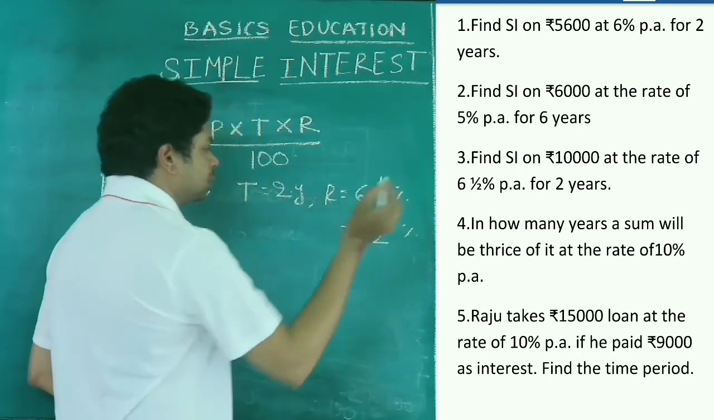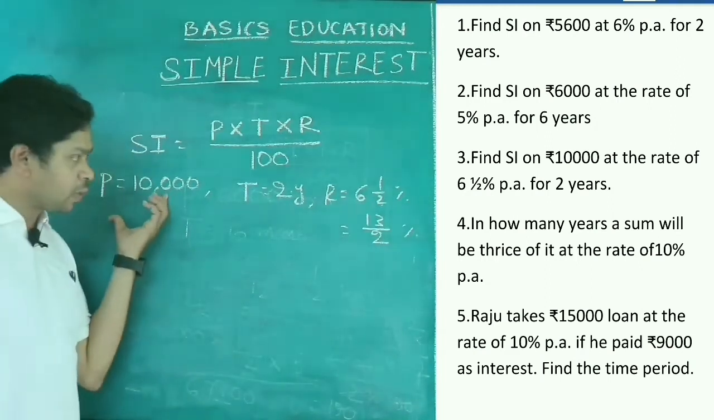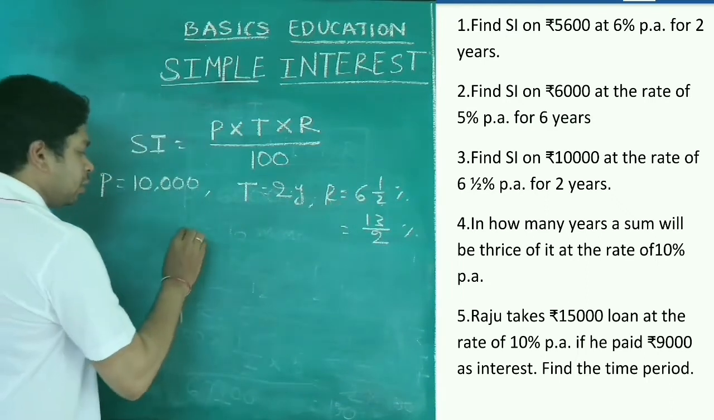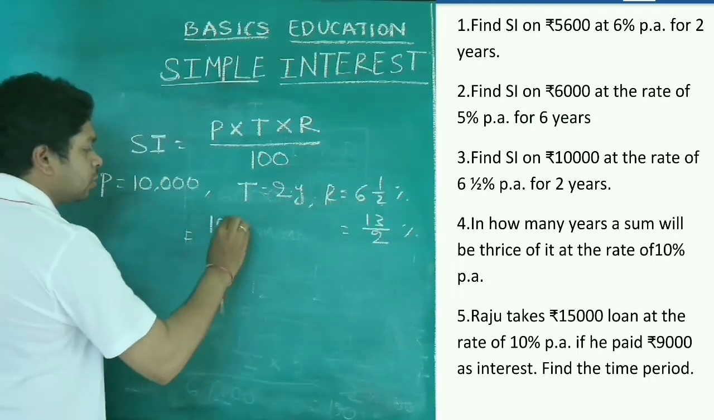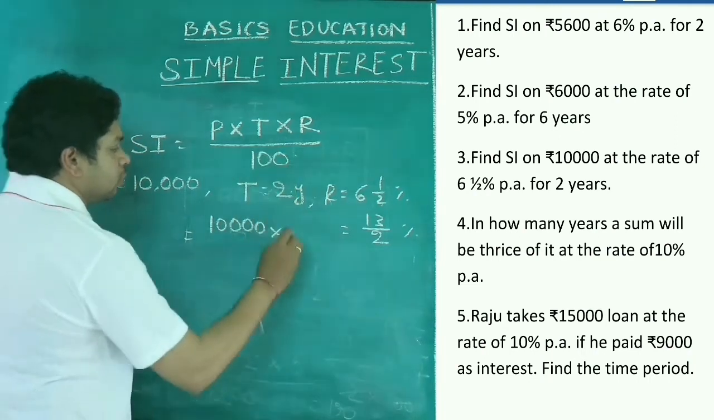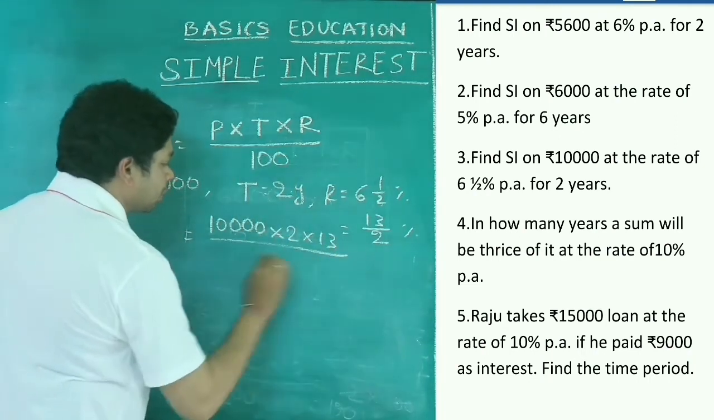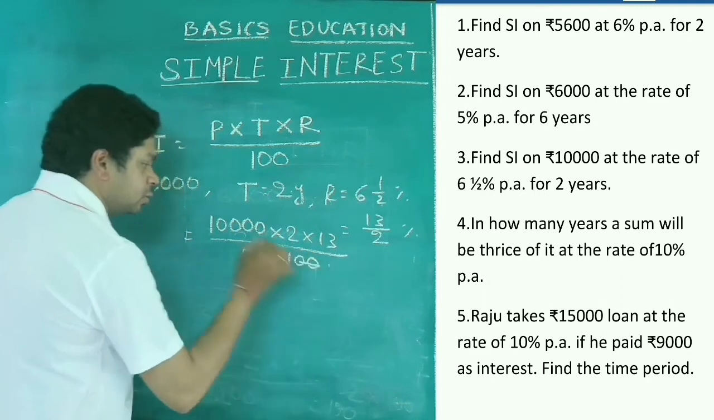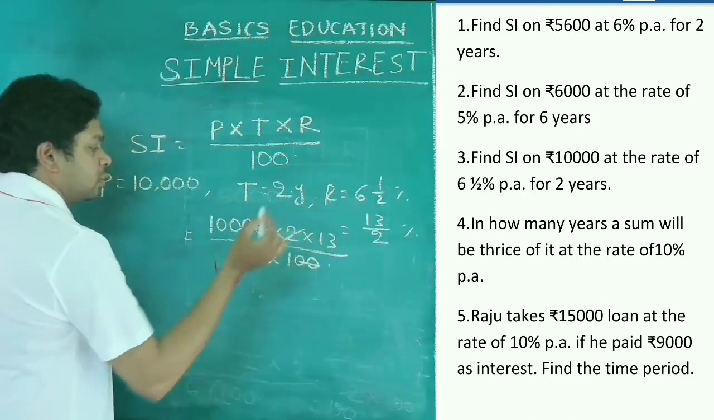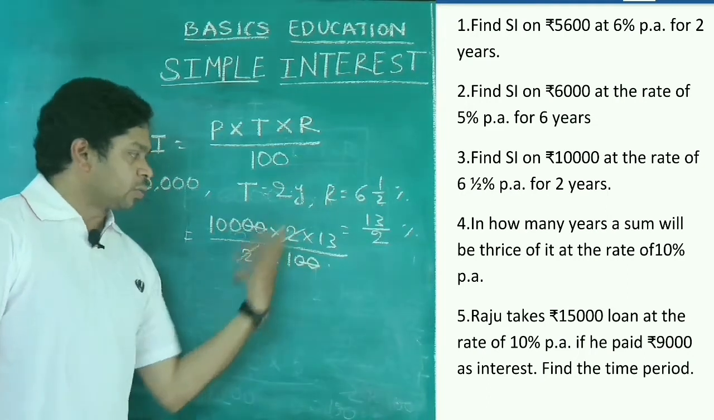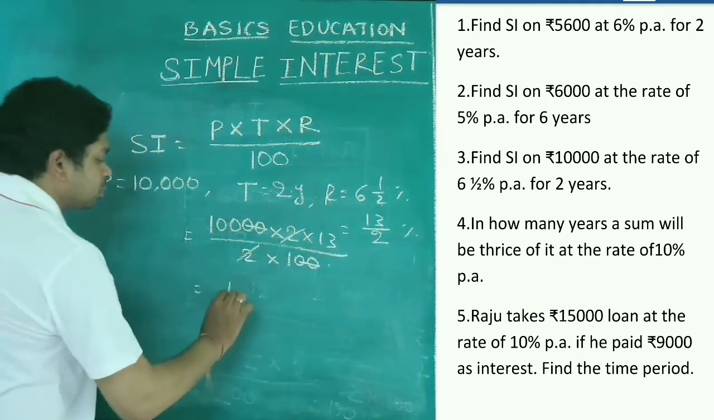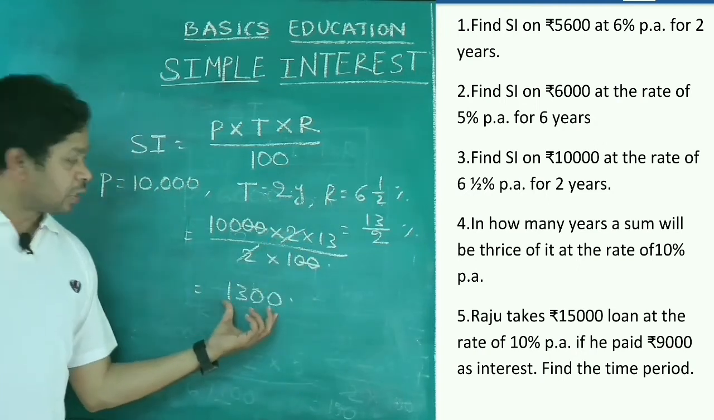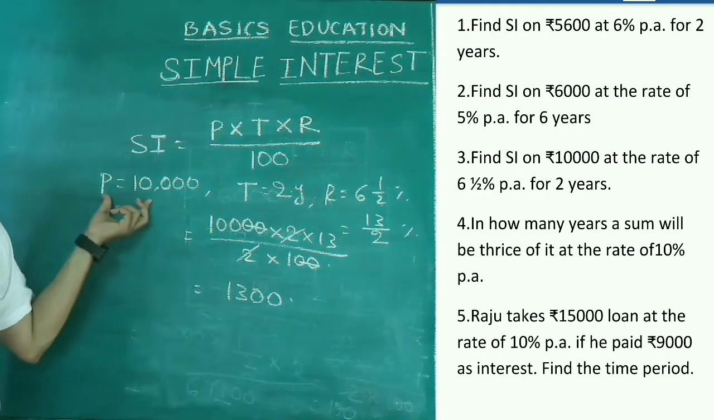So this is the data. Principal 10,000 rupees and the time 2 years and the rate is 13 by 2%. Then we can apply these data in the formula. Then 10,000 rupees into time 2 into 13 by 2 into 100. Okay. Then by cancellation, 2 and 2 cancel and 13 into 100, that equals 1,300 rupees. This is the simple interest earned on the particular principal for the 2 years at the rate of 6 by 2%.